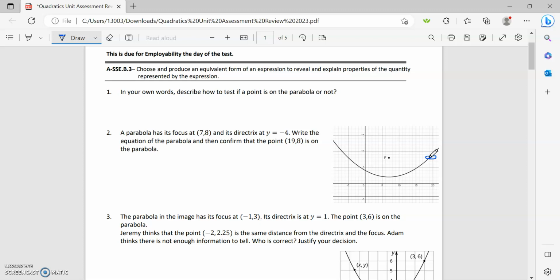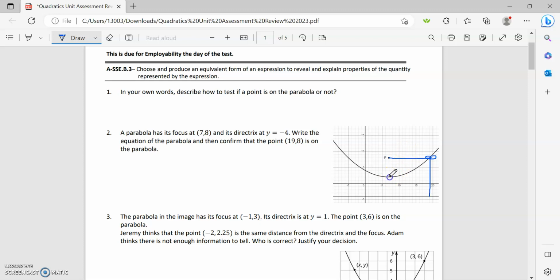I can measure the distance to a directrix. A directrix is the line kind of perpendicular or at the bottom of the bowl. This dark line is your directrix. That line is a special line that says if I measure the distance up to a point and then the distance from that same point over to the focus, those distances will be the same.